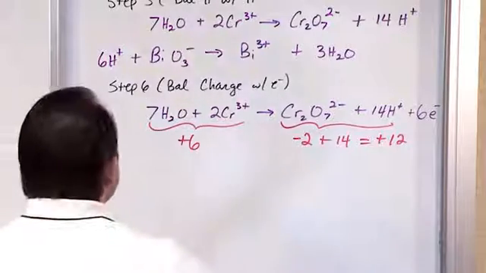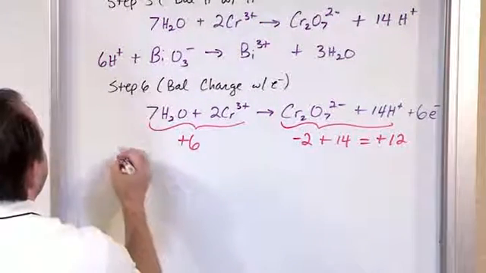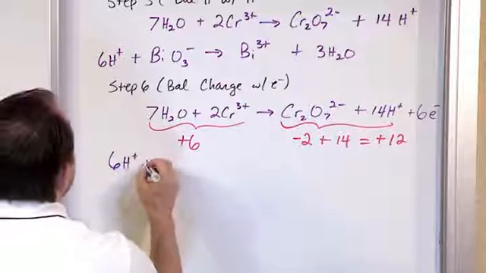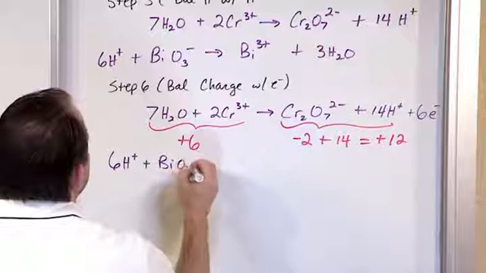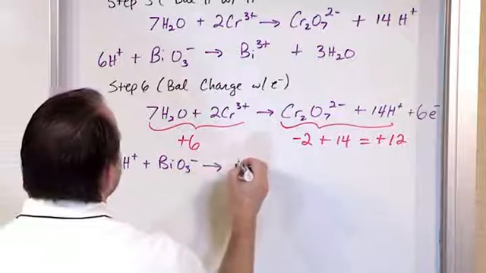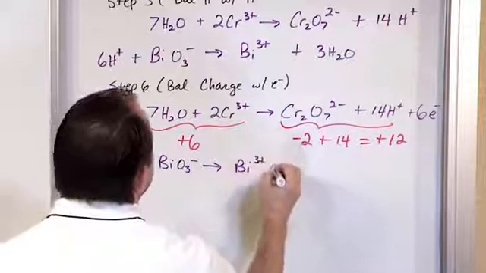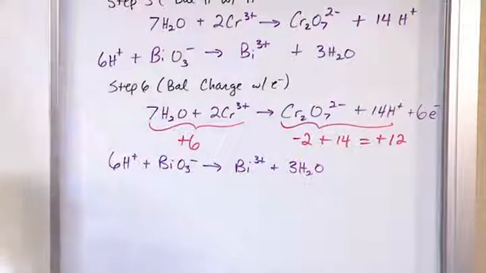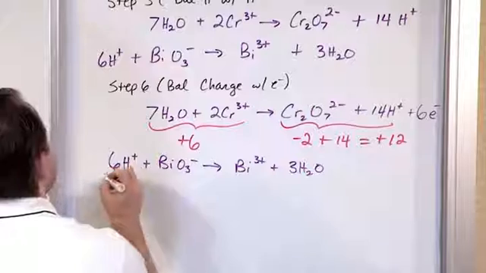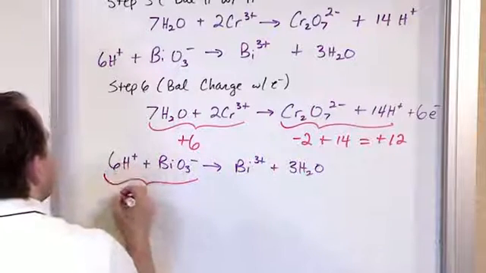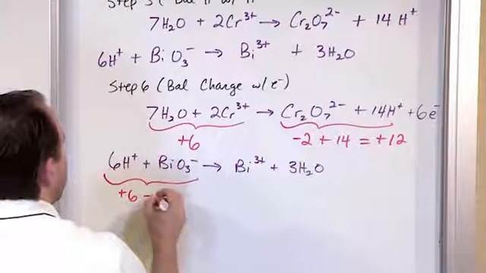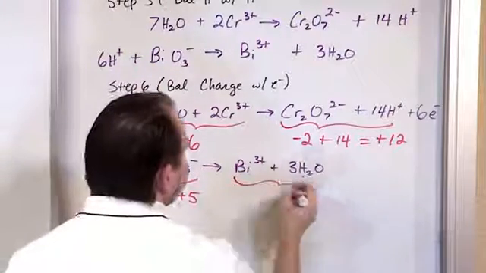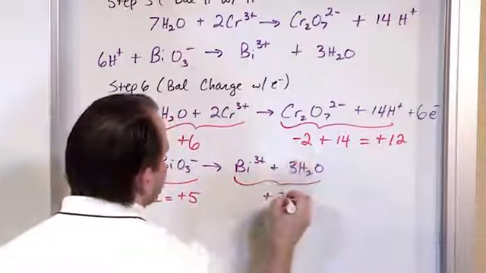All right. Now, we're going to write the second half reaction. What we have is 6 hydrogen ions plus BiO3- goes to Bi3+ plus 3H2O. So what I like to do is write the reaction down again. I know it's a lot of writing. What I have here is I have +6, and here I have -1, so I end up with +5 on the left-hand side. Over here, this is a 0 for the water, so this is a +3.